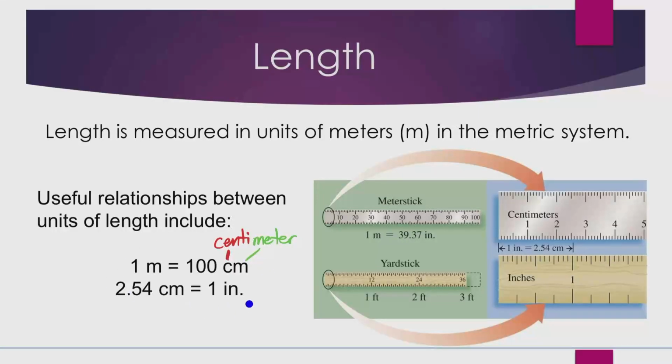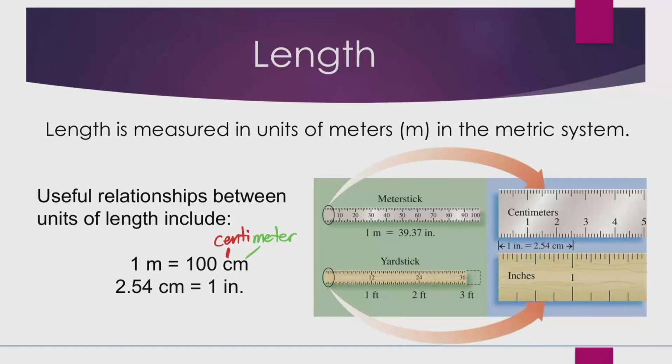So these are some useful relationships to know. There's also millimeters, which are 1 order of magnitude smaller, meaning move the decimal place over 1 more time from centimeters to get to millimeters. So there's 10 millimeters in 1 centimeter. You're not expected to have all these memorized, by the way. It'd be awesome if you did memorize them. You don't have to have them memorized, at least right now.